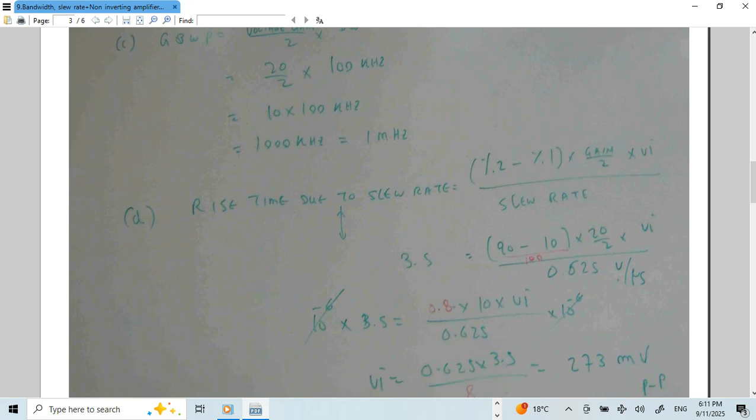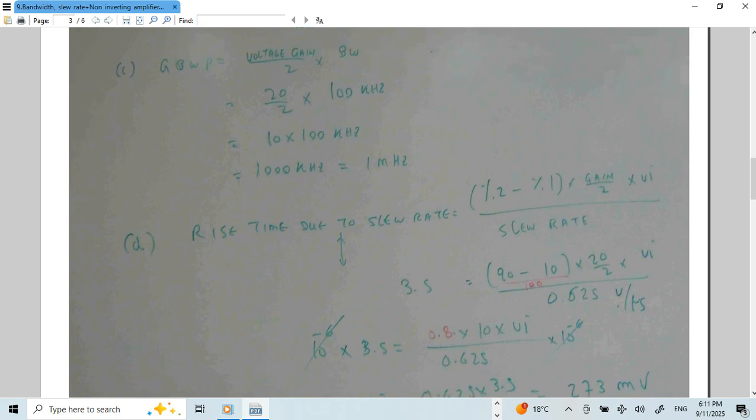So this is how we calculate the slew rate. It's 0.625 volt per microsecond. Another one is to calculate the gain bandwidth product, the GBW. So the formula: gain bandwidth product is the voltage gain divided by 2, multiplied by the bandwidth.